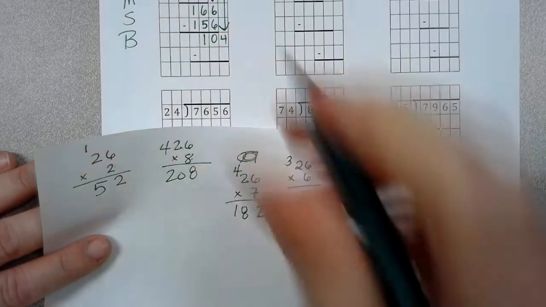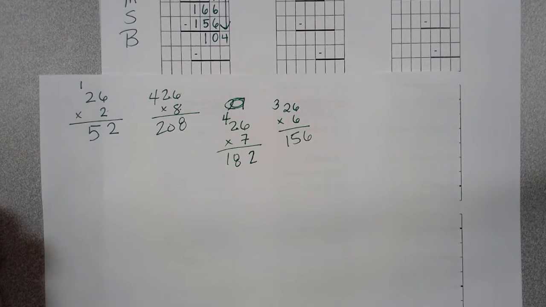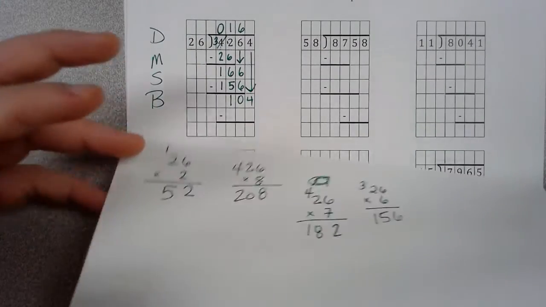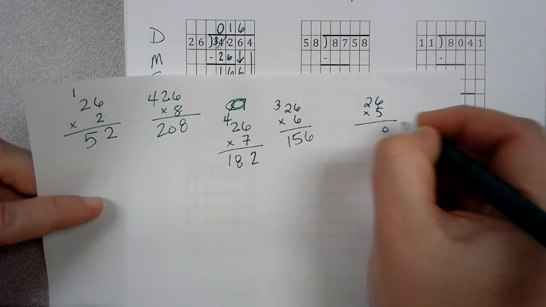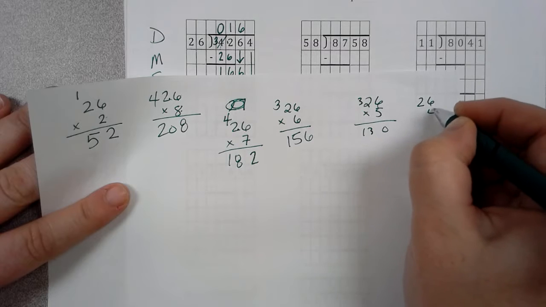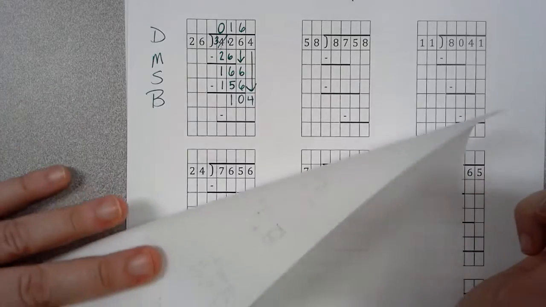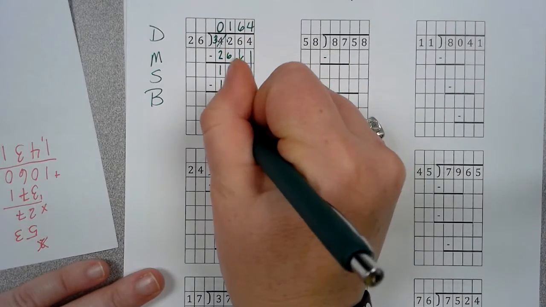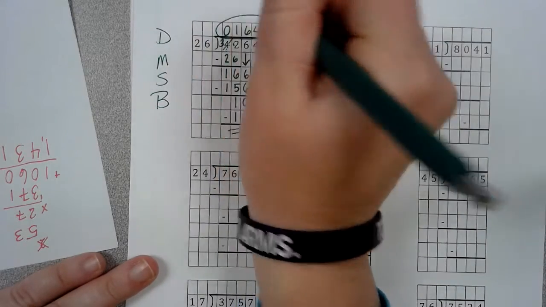Bring down the 4. I get 104. Now, here we go again. How many times will 2 go into 10 without going over? 5 times. We didn't do it. 130, too big. 24. 4 times 6 is 24. 4 times 2 is 8 plus 2 is 10. Right amount. So my answer is 164.